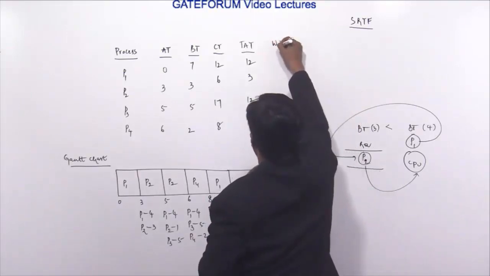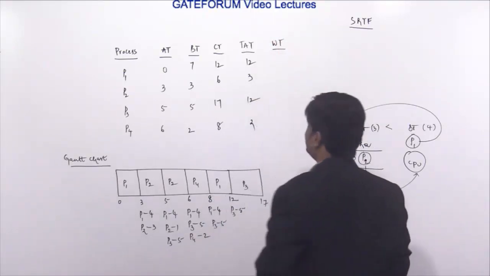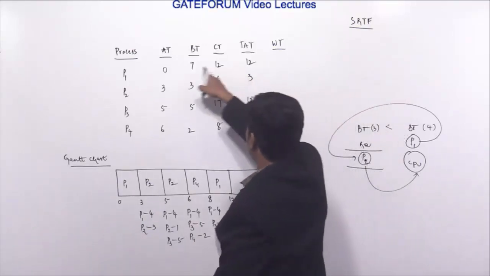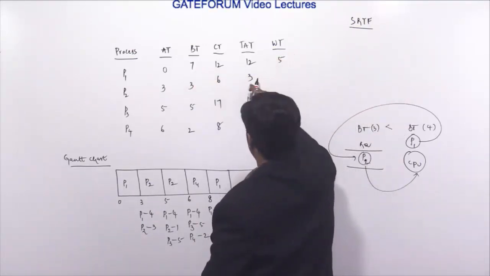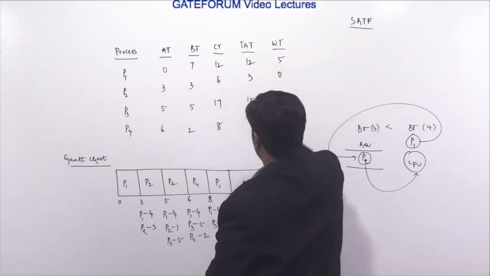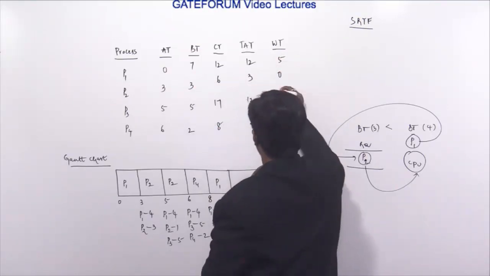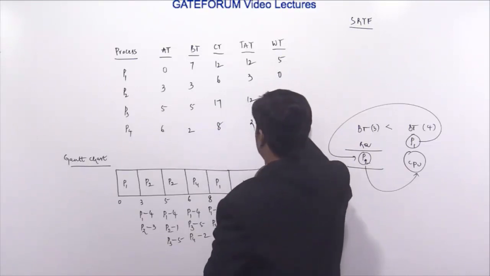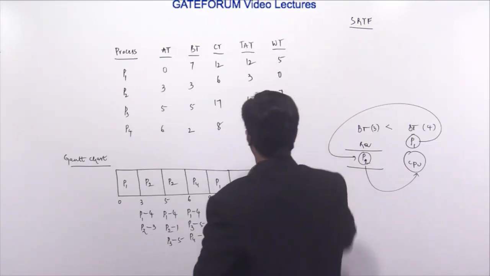Next, now we can calculate waiting time. Waiting time is the time difference between turnaround time and burst time. So 12 minus 7, 5; 3 minus 3, 0; 12 minus 5, 7; then 2 minus 2, 0.